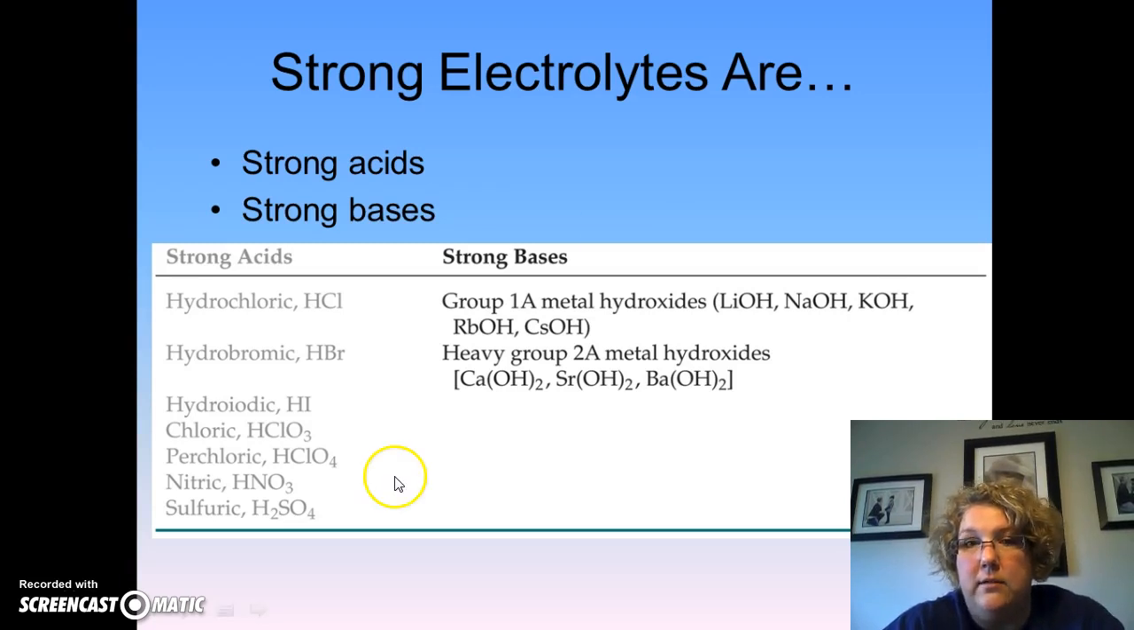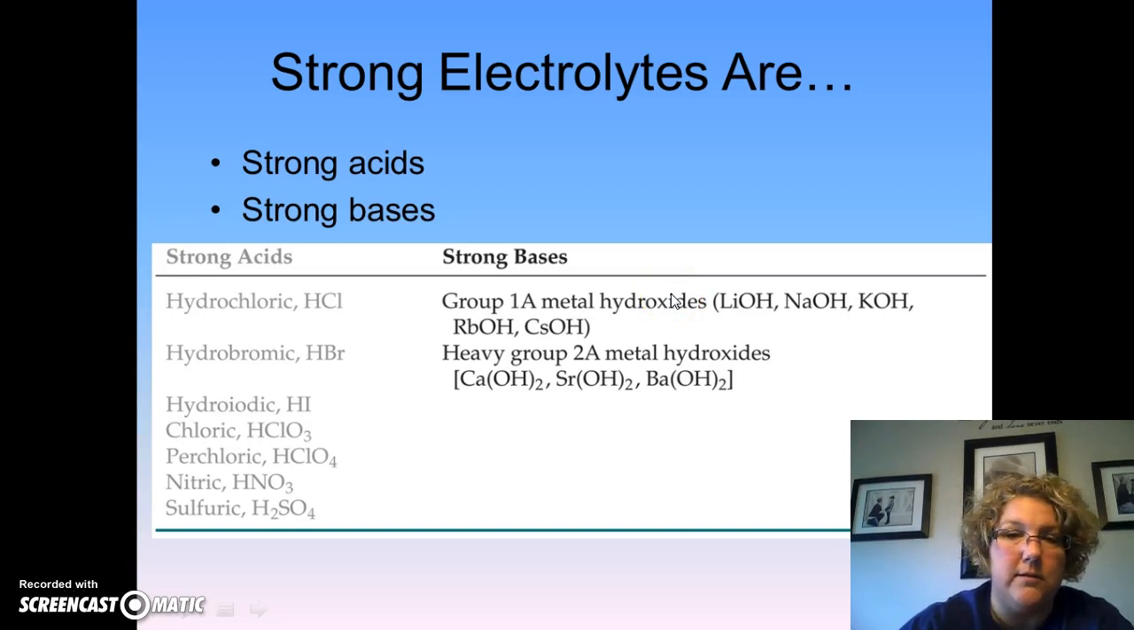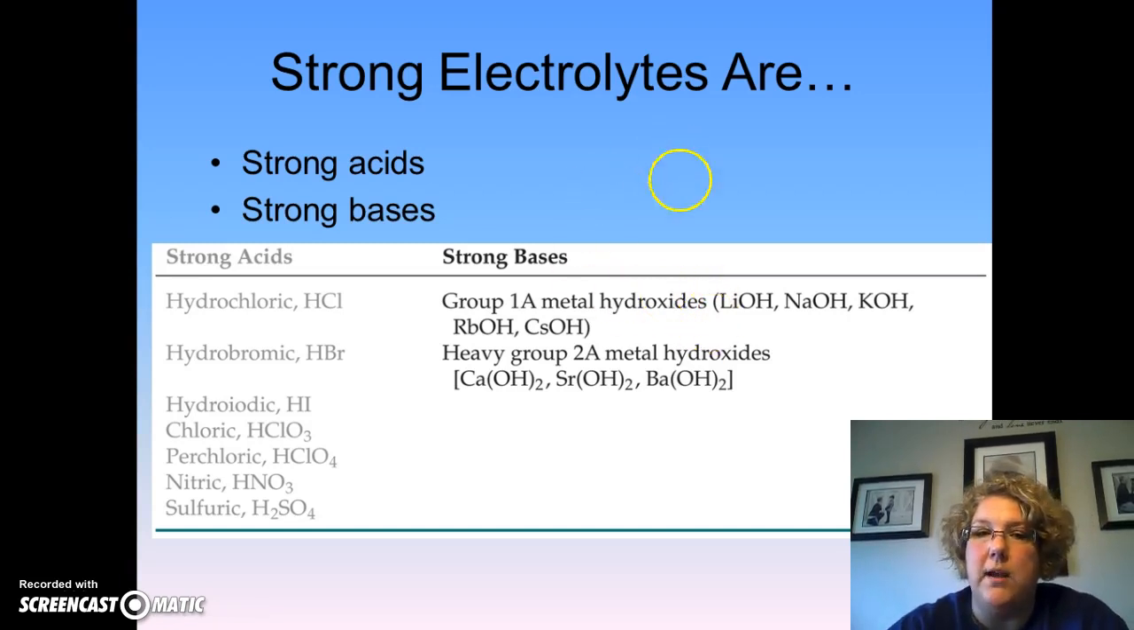It's simply any hydroxide that's soluble. So that is part of the solubility rules. Anytime you have a hydroxide with a group 1 metal on the front of it, like lithium hydroxide or sodium hydroxide, that's a strong electrolyte. If it's a soluble hydroxide, it's a strong base.